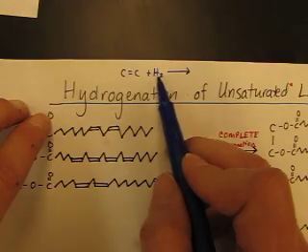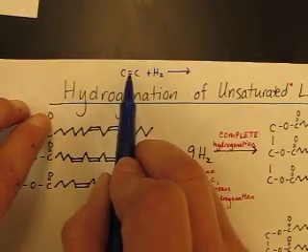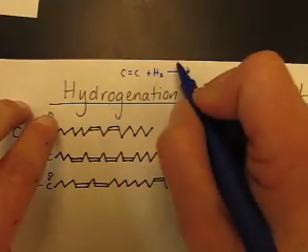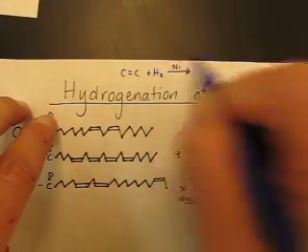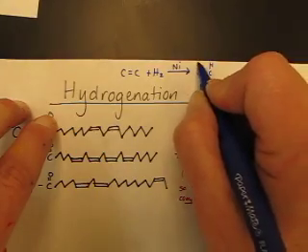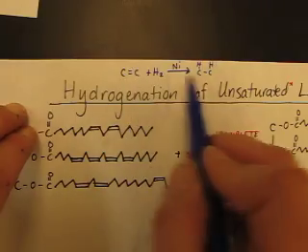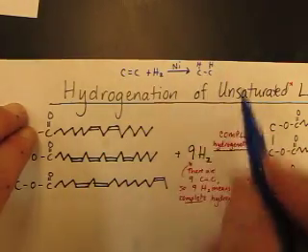Carbon-carbon double bond plus hydrogen, right? Hydrogenation, hydrogen. Carbon-carbon double bond plus H2, some sort of catalyst, maybe nickel. The double bond breaks, and each carbon gets an H. So the double bond turns into a single bond, and each carbon gets an H.